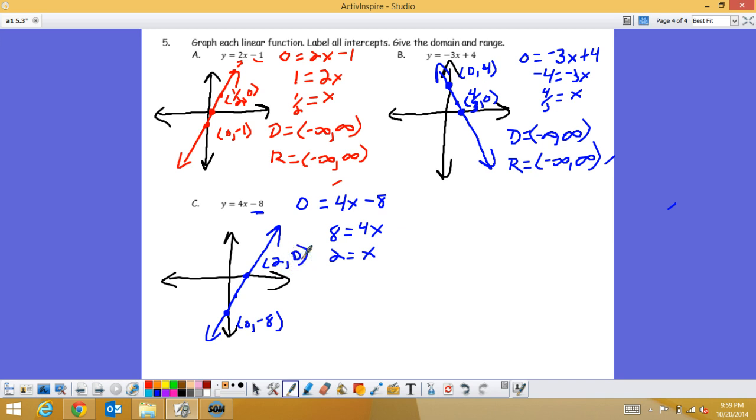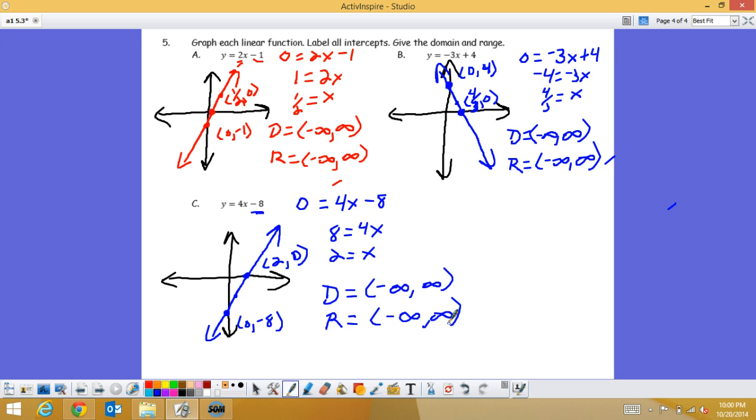And last, we're going to give the domain. And domain again goes from left to right. So at the left end, the domain is negative infinity to infinity, going from left to right. And the range goes from bottom to top. So the range, once again, negative infinity to positive infinity.